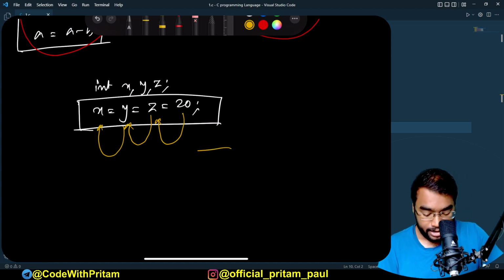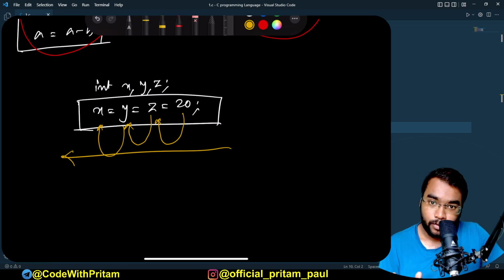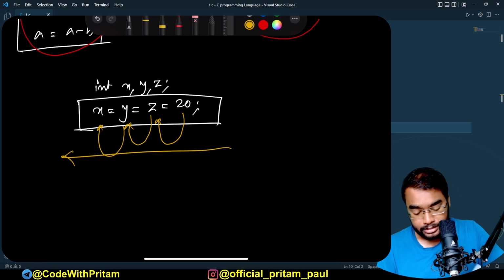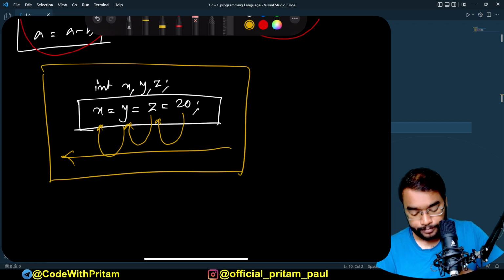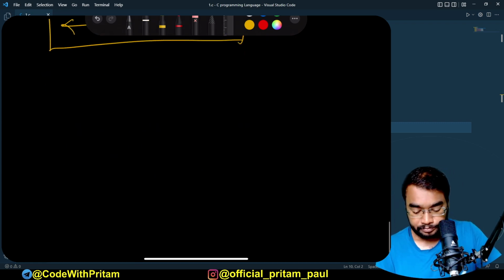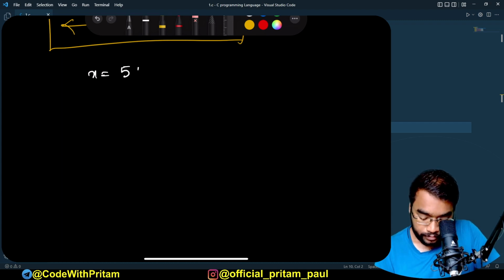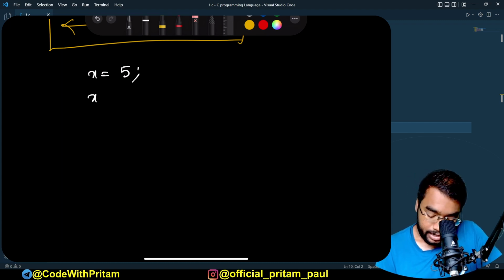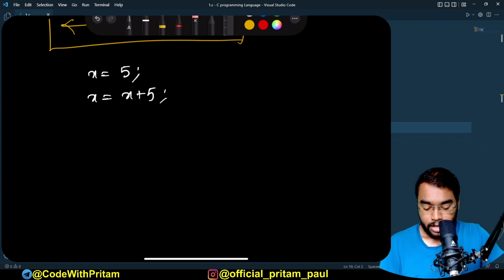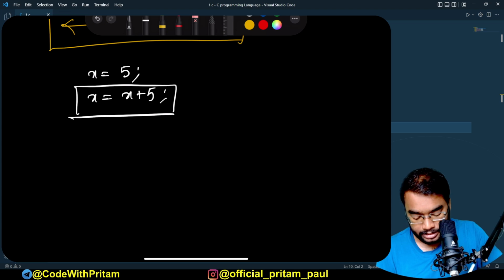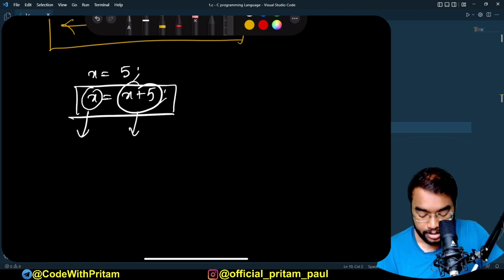Okay, so the right to left, it is working, isn't it? This is another process. Now for example, this is x equal to 5. Now if I write x equal to x plus 5, this is an expression containing the variable x. Okay, x equal to x plus 5.